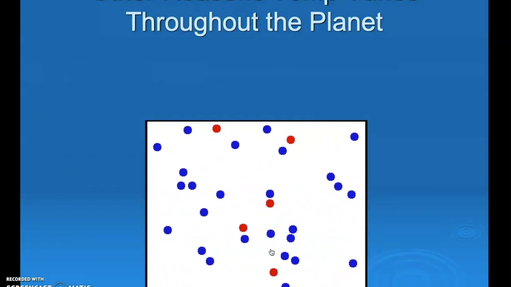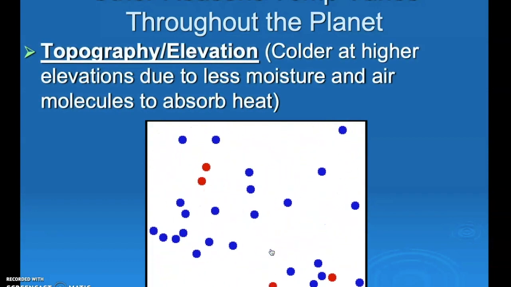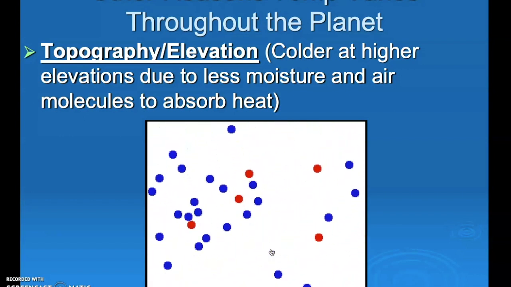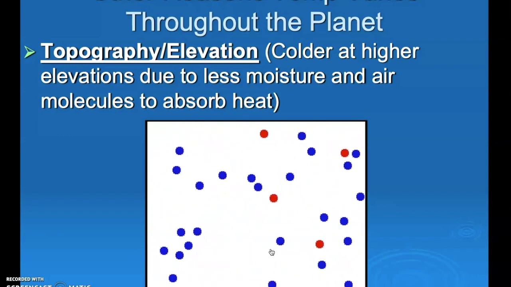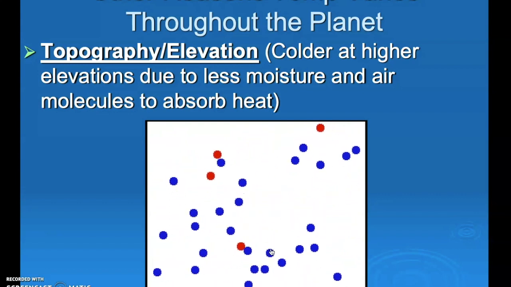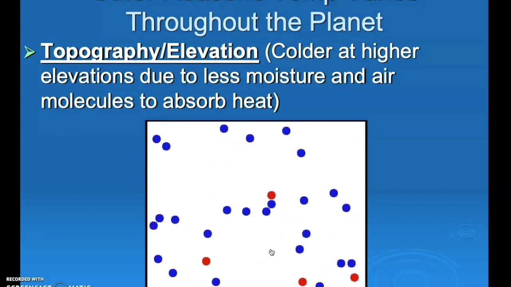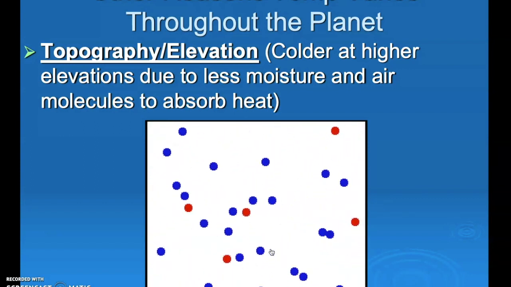All right, the third factor is topography and elevation. So it's going to be much colder at higher elevations, and this is due to less moisture and air molecules to absorb heat. So when we talked about the atmosphere in a previous lesson, we learned that the higher up you go in elevation, the less gas molecules there are.